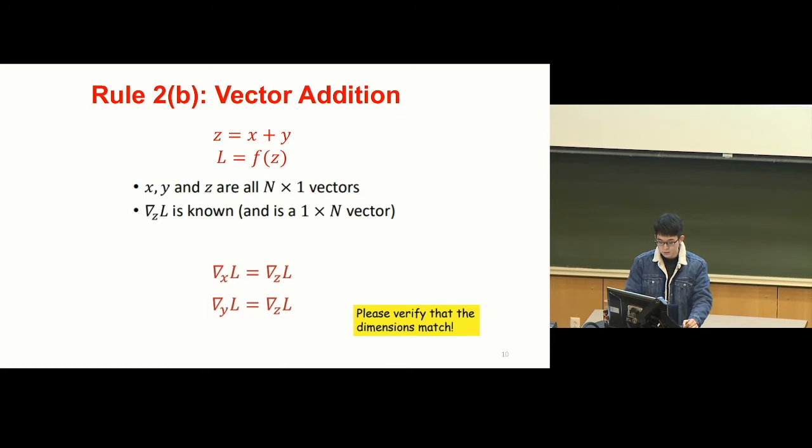And next is the addition. Here, most of the things are the same, so we're also using the chain rule. The partial derivative of z with respect to x is 1. So here, the partial derivative of L with respect to x equals the partial derivative of L with respect to z, and y is the same.